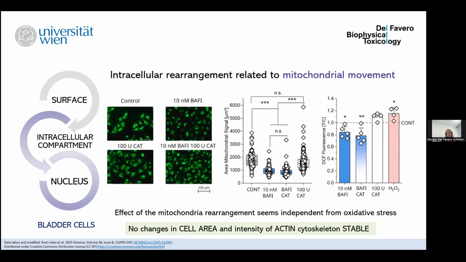So we repeated the experiment in presence of an antioxidant, catalase, to have a little bit of an idea on how these responses can eventually be affected by the presence of the antioxidant. And as you can see here in the figure, the movement of the mitochondria triggered by bafilomycin was relatively constant, even in presence of catalase. What was also very important for us is that this mitochondrial rearrangement occurred when the cell area stayed constant. So it was not an artifact, as far as we could measure, from the cell's shrinking, for instance, in itself. And also the intensity of the actin cytoskeleton was maintained stable.